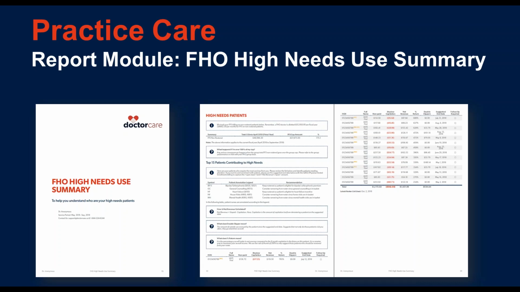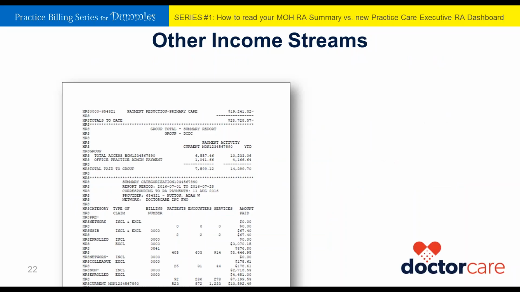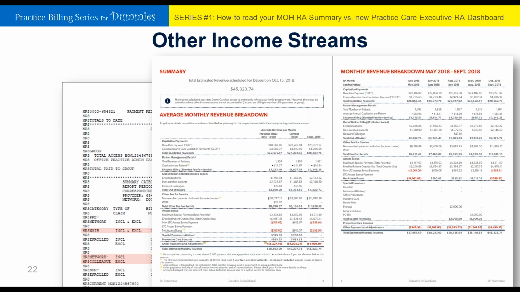We also report on other income streams that you may not know about or have visibility into, such as WSIB and network colleagues. On a Ministry RA, on this particular sample report, it's near the end, if you take a look at the red highlight. It's quite buried deep in the RA. Contrast this with our Executive RA dashboard, where the same information is very easy to access and read.